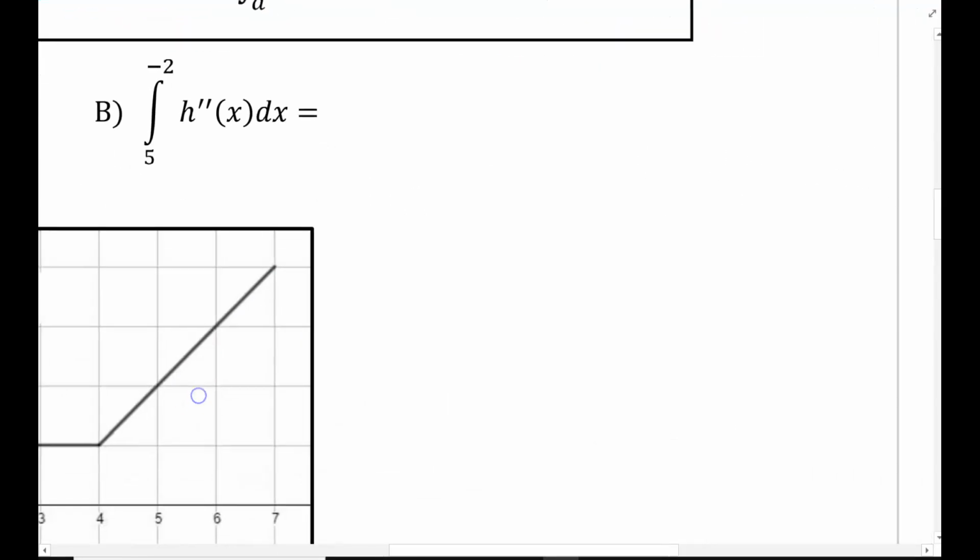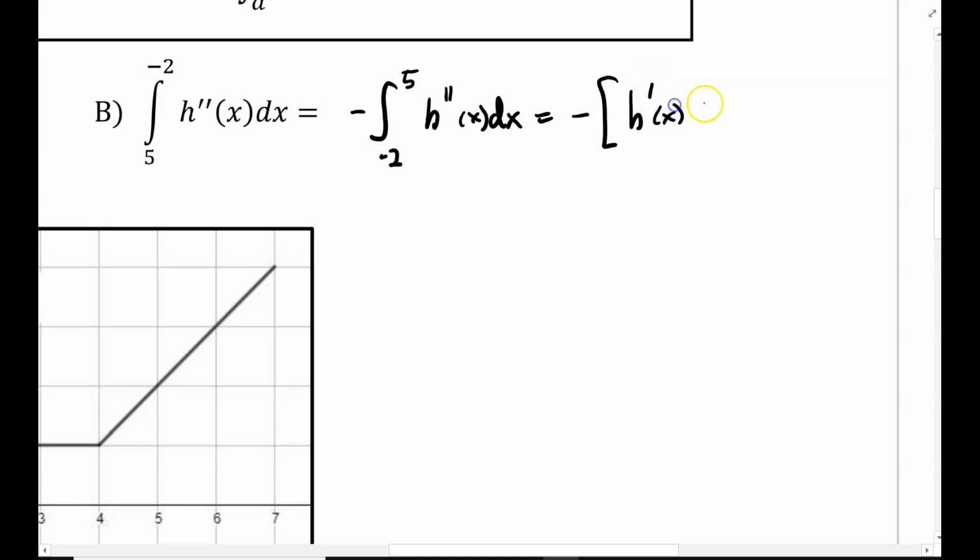All right, b. Here we have the integral from 5 to negative 2 of h double prime of x dx. Before I integrate this, the first thing I'm going to do is correct my limits of integration. I want the integral from negative 2 to 5 of h double prime of x dx. And if I integrate this, I have negative. The antiderivative of h double prime is just h prime of x, and I'm going to evaluate from negative 2 to 5.